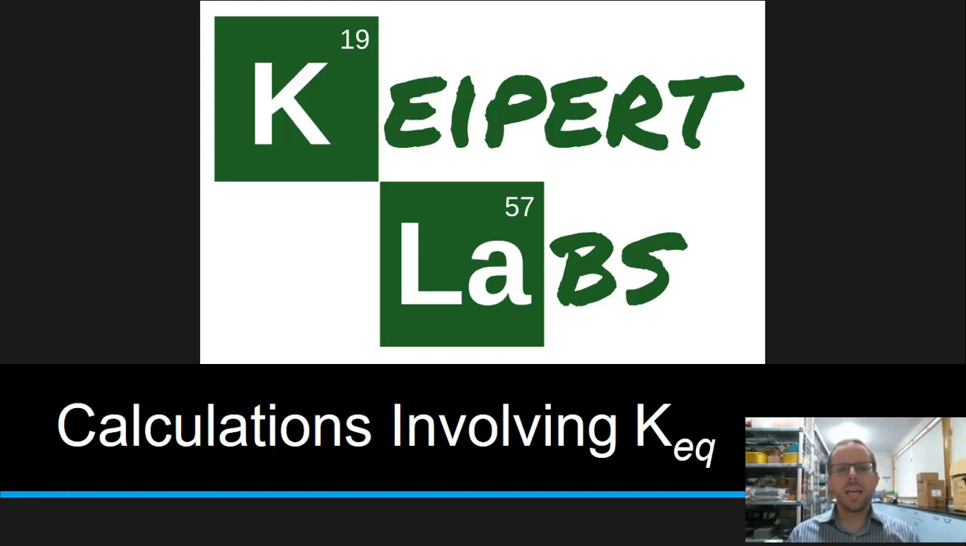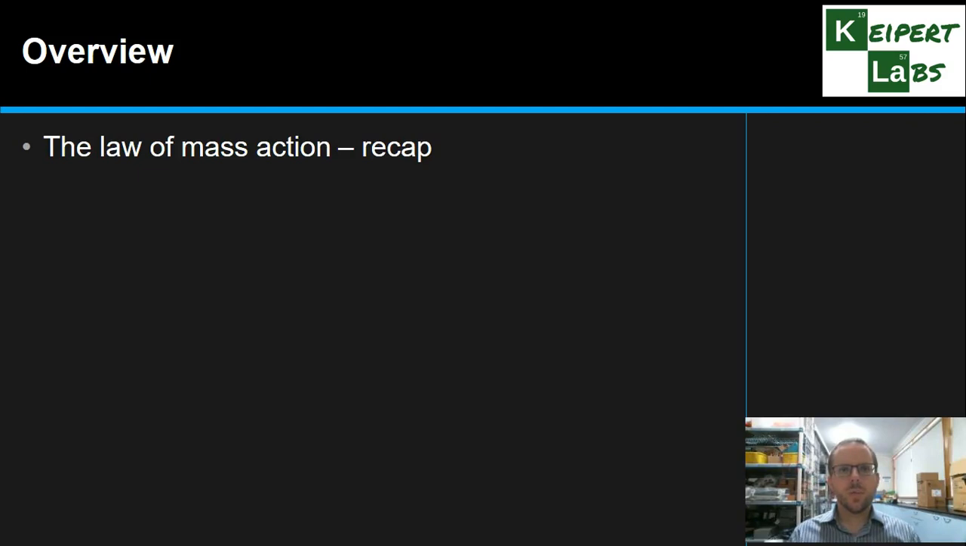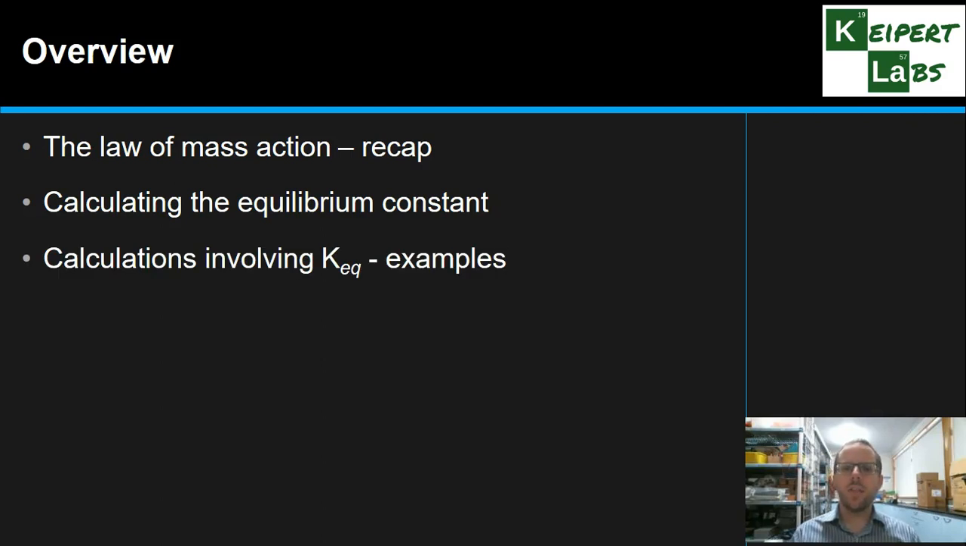Today we're going to be looking at calculations involving KEQ, that is the equilibrium constant. So we're going to recap the law of mass action, we're going to look at how to calculate the equilibrium constant, and then we're going to go through a couple of examples involving KEQ, looking at the two types of calculations that we might do.